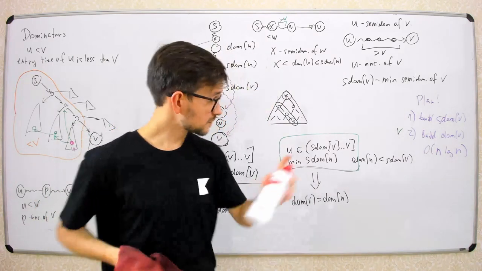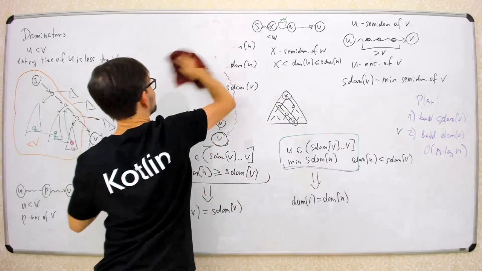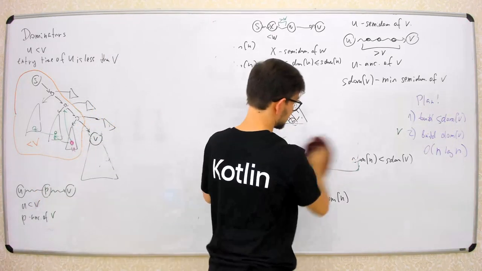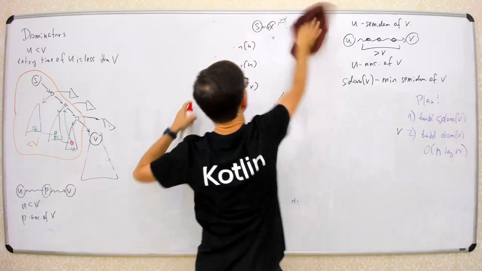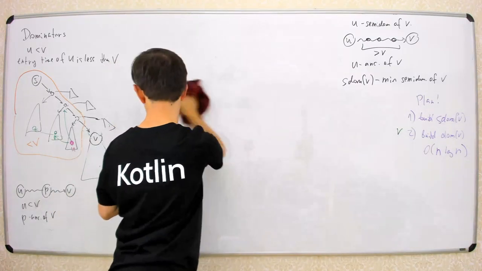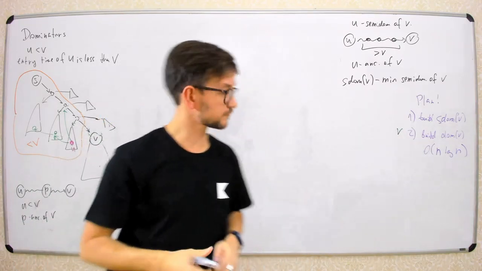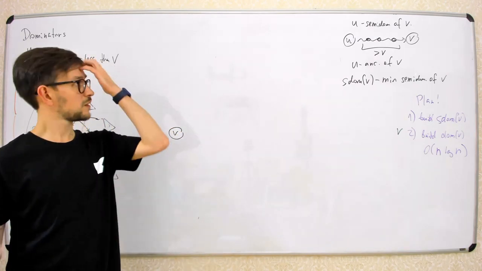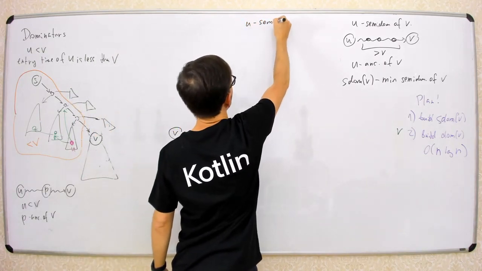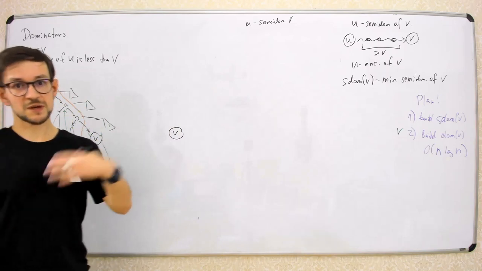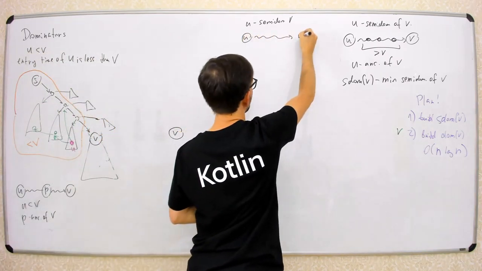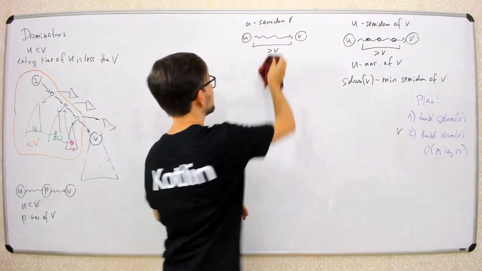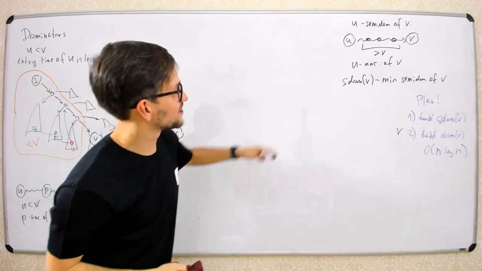Final part. Let's calculate semi-dominators. It will be a little bit more scary, but okay, how do we find a semi-dominator? Let's take node V. If U is a semi-dominator of V, then there must be some path from U to V such that all nodes in the middle are greater than V.